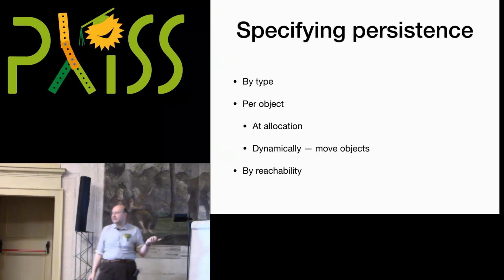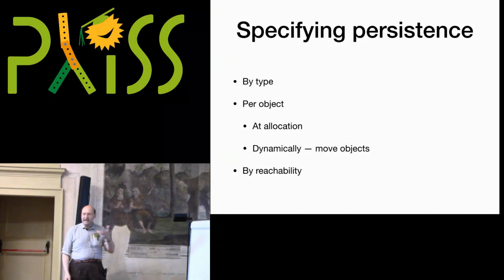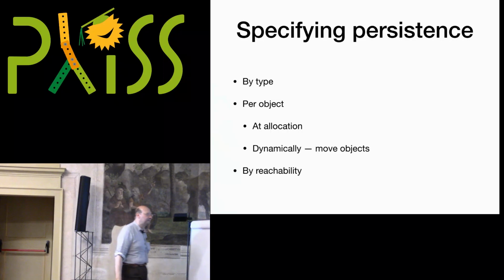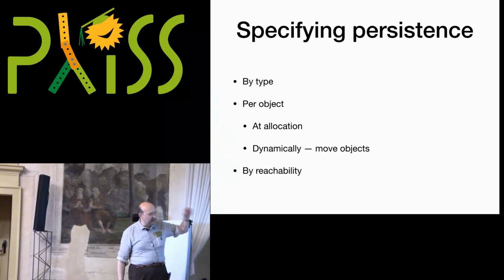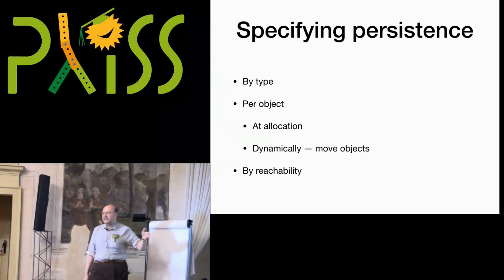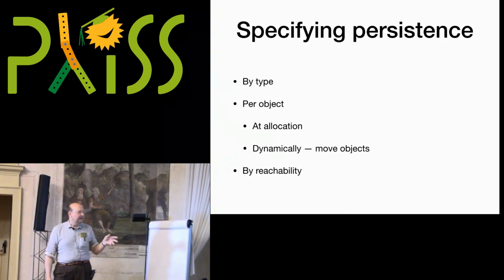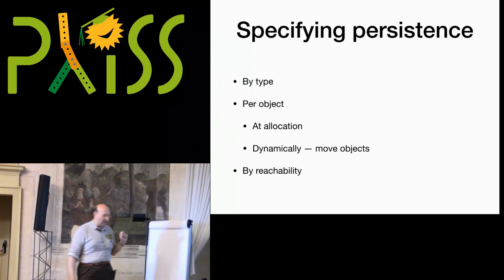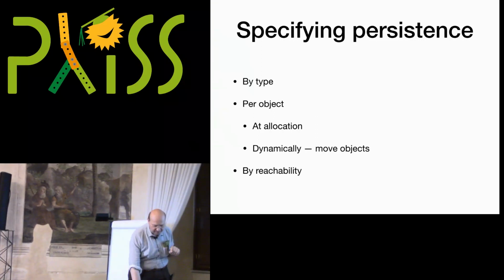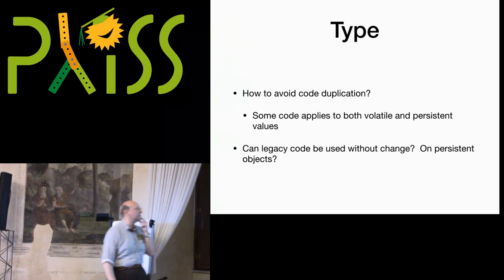Or we could make that decision dynamically. Okay, I have an object, it's volatile, but now I want it to be persistent. Please do whatever it takes to make that happen. Or another option is by reachability. So this is a case where it's in effect implicit, mostly, except for the specification of the roots of the reachability. So let's look at each of these in a little bit more detail.